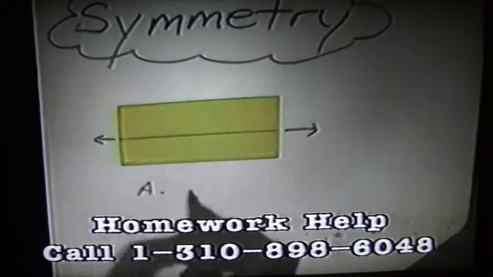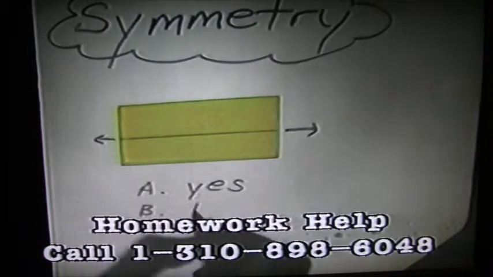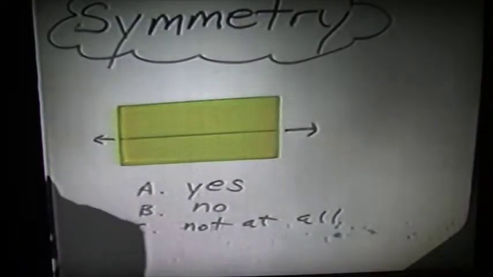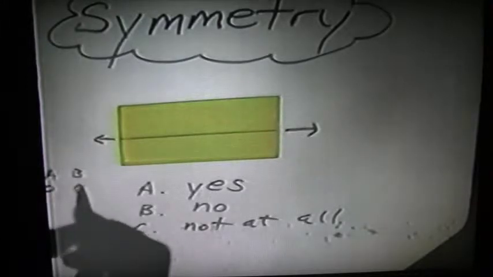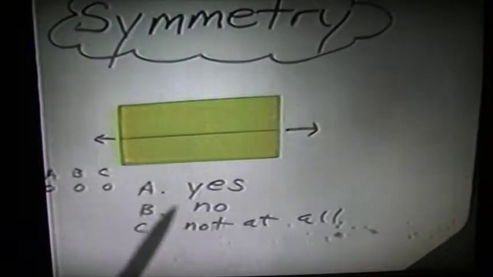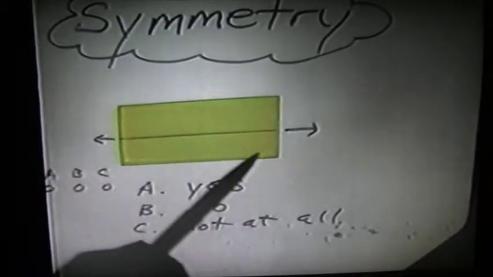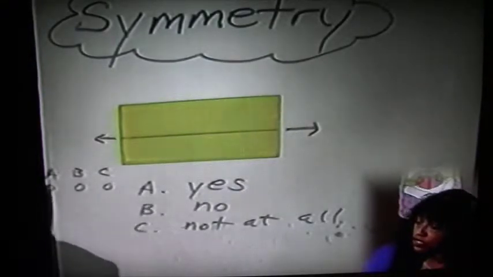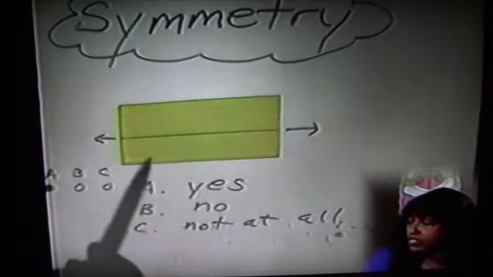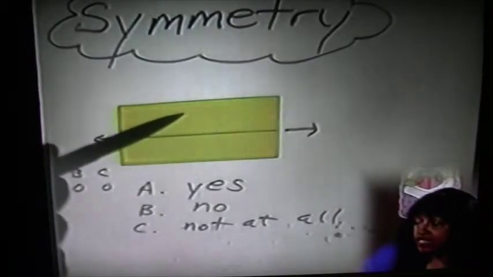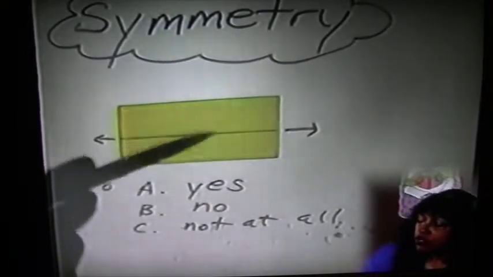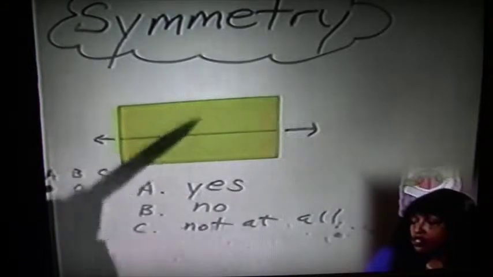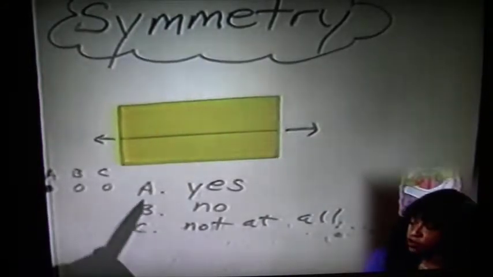Say you had A, yes. You had B, no. You had C, not at all. And on your Scantron, you have the A, the B, and the C. And the question is asking you, is this line a line of symmetry? Your answer would be A. You would darken in A. Yes, it is a line of symmetry. This line here is dividing this into equal size. And once you fold them like I folded the paper, you would have symmetry. So your answer would be A.